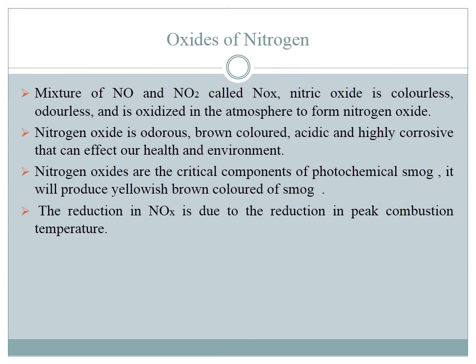Oxides of nitrogen are also one of the harmful gases at the outlet of the engine. The mixture of NO and NO2 is called NOx. Nitric oxide is usually colorless, odorless, and is oxidized in the atmosphere to form nitrogen dioxide. Nitrogen dioxide is brown in color, acidic, highly corrosive, and can affect our health and environment. Nitrogen oxides are a critical component of photochemical smog. It will produce a yellowish brown color of smoke. The reduction in NOx is due to the reduction in peak combustion temperature.